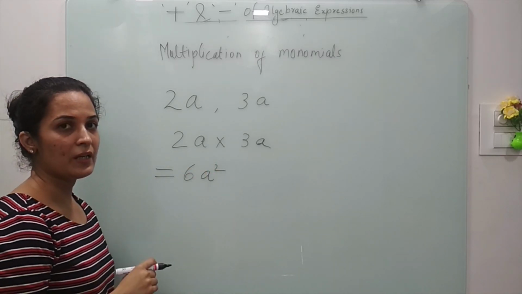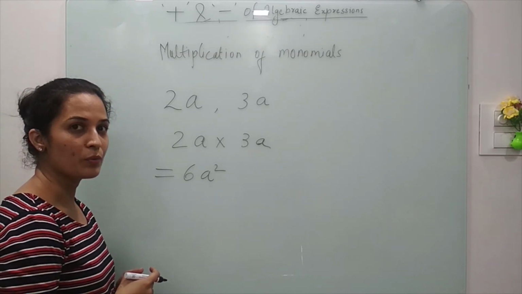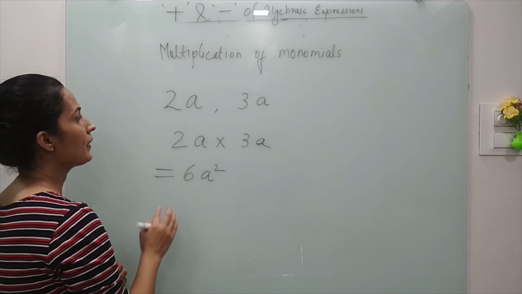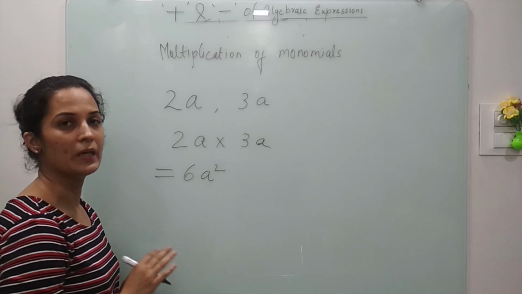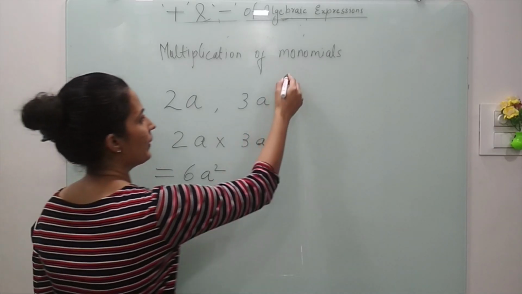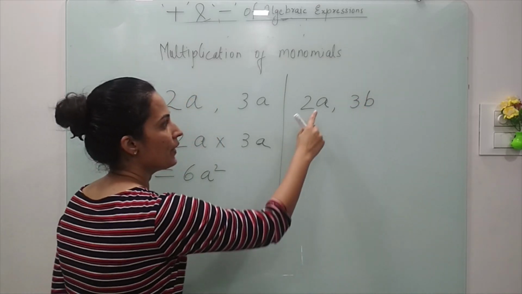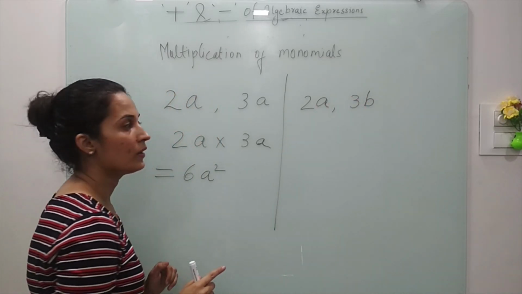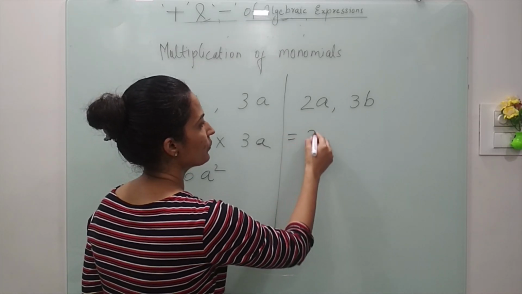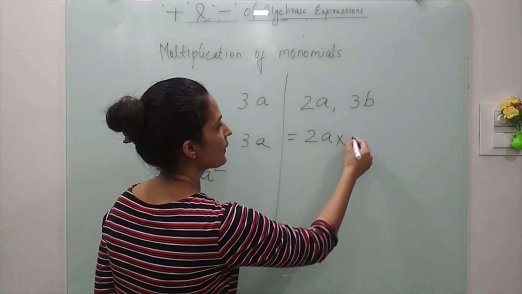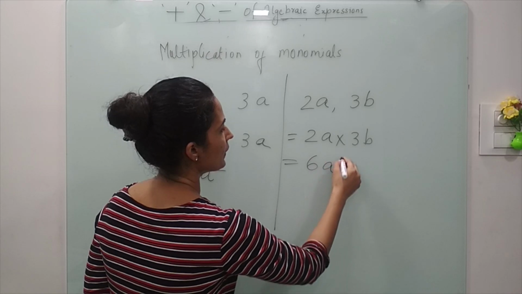Now as we have seen, addition and subtraction can be done only on like terms, but in multiplication even the unlike terms can be multiplied. So for example, if I have 2a and 3b, the variables are different, the literals are different, so these two are unlike terms, but still I can do the product of these two. 2a multiplied by 3b, this will be equal to 2 into 3 is 6ab.